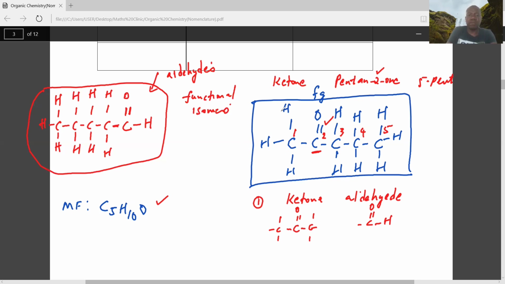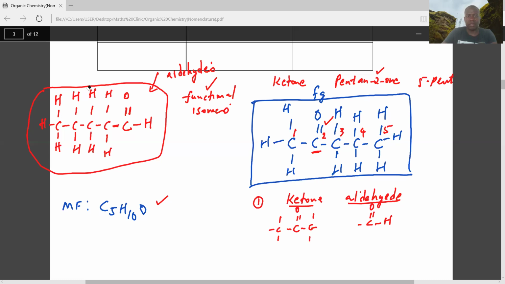Same molecular formula, but different functional groups. So we compared ketone and aldehyde. I believe you're following. And the other one is the carboxylic acid and the ester, which we'll talk about later. I believe you are following.